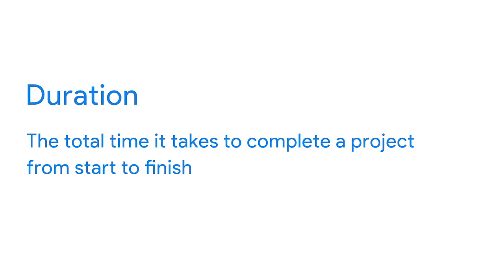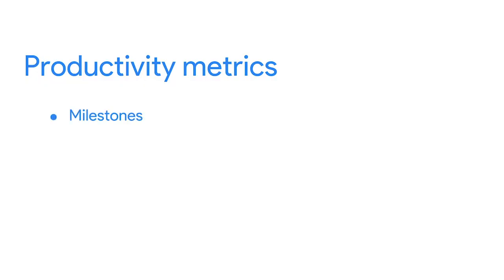in 6 months. The duration of a project is the total time it takes to complete a project from start to finish. Duration can also be used for milestones and determining if you'll meet project deadlines. This data is broken down into hours, days, weeks, months, and sometimes years. So to recap, productivity metrics include milestones, tasks, projections, and duration. Now let's discuss quality metrics.